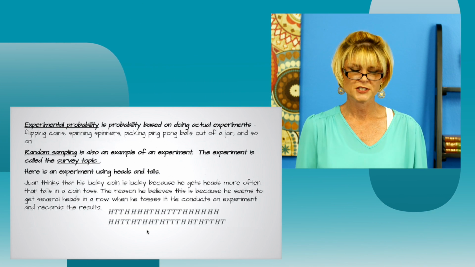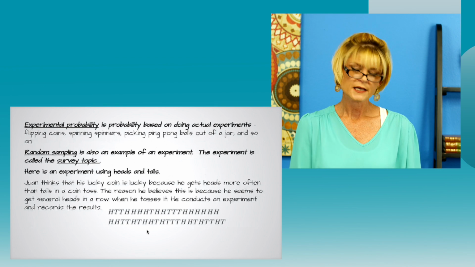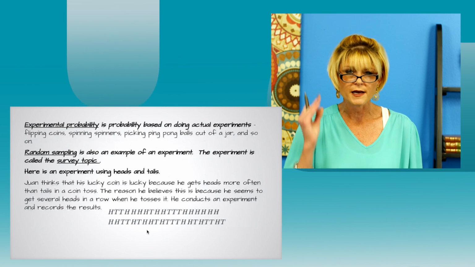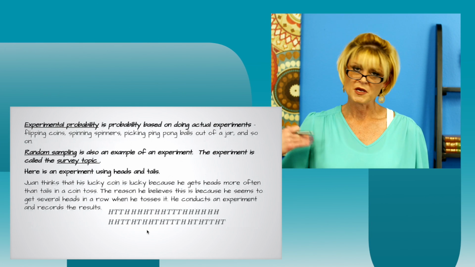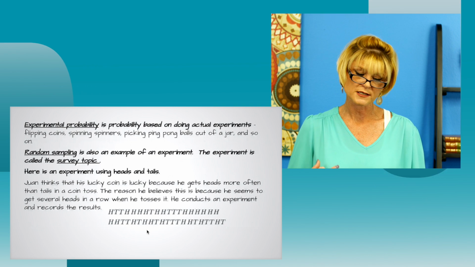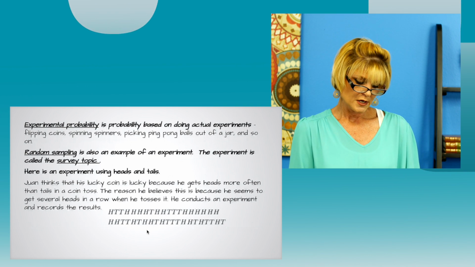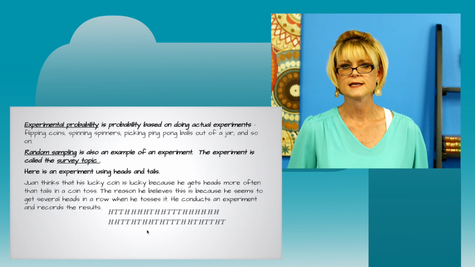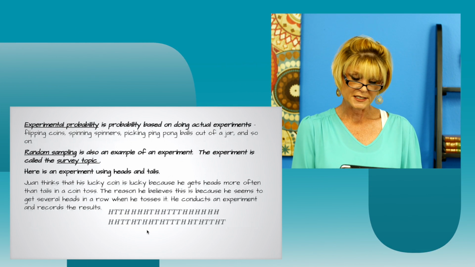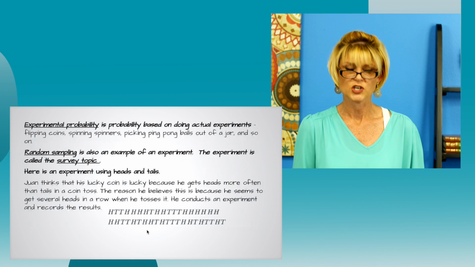You might want to write this definition down. Experimental probability is probability based on doing actual experiments: flipping coins, spinning spinners, maybe picking ping pong balls out of a jar, and so on and so forth. Now, random sampling, we've talked about this before, is also an example of an experiment. The experiment is called the survey topic.